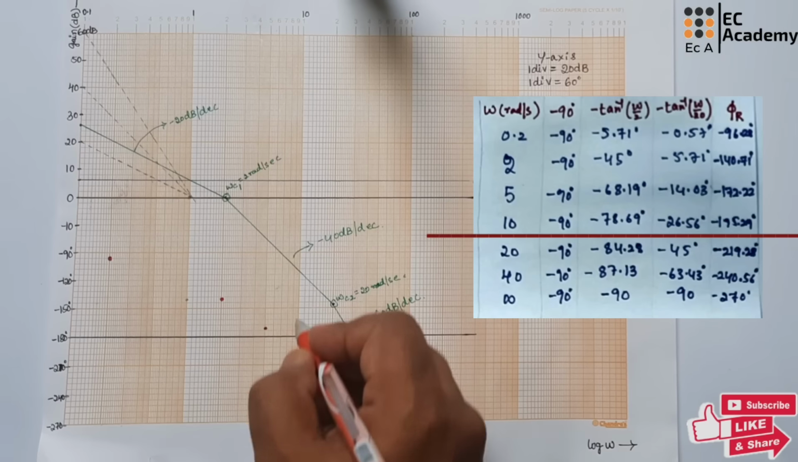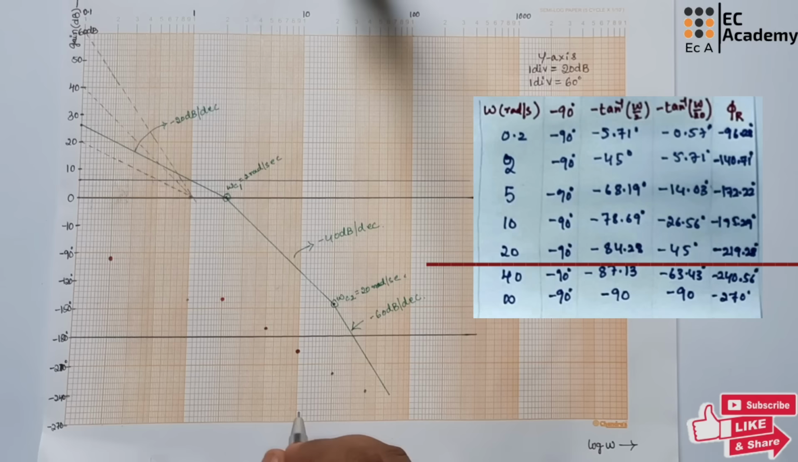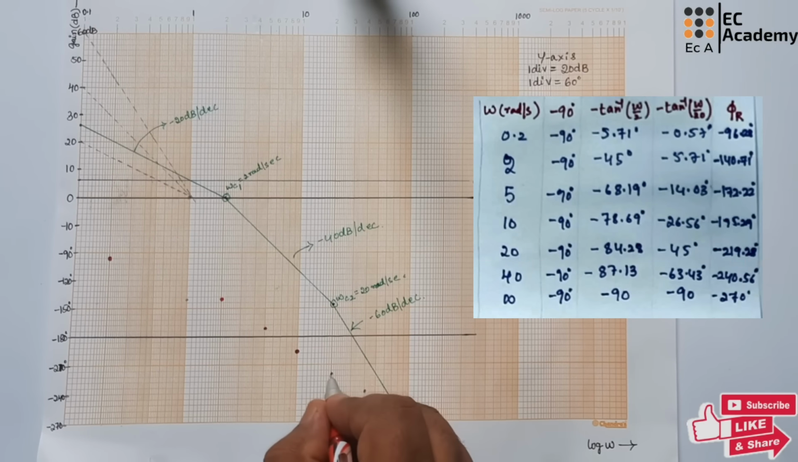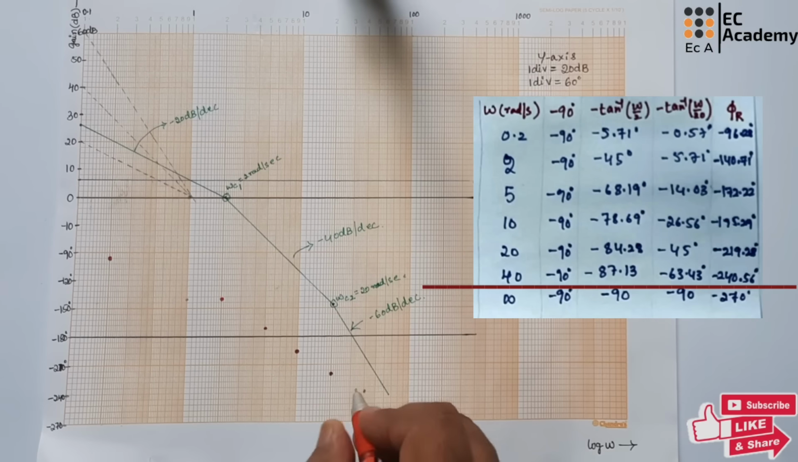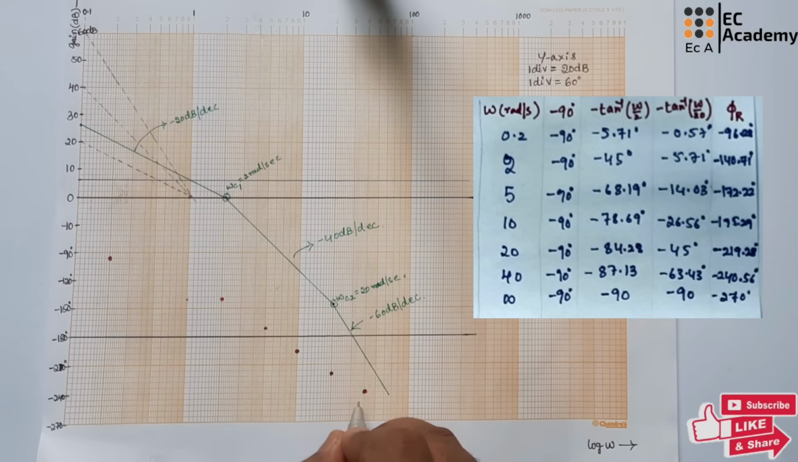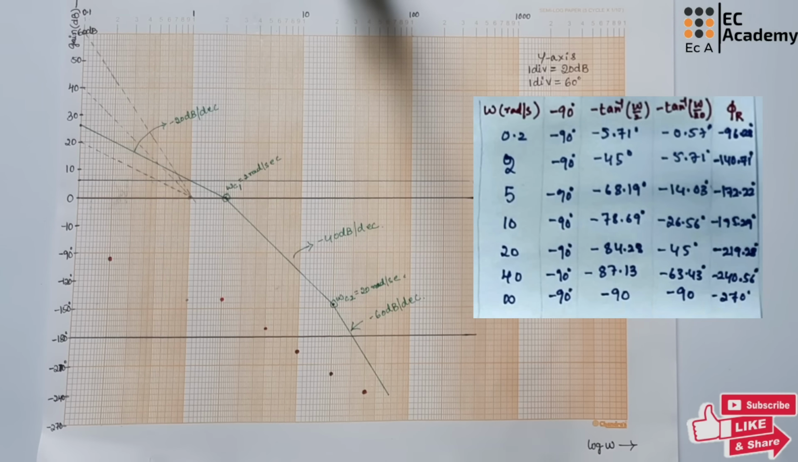For 10 radians per second, we will be having the angle at minus 195, and for 20 radians per second, we will be having the angle at minus 219, and for 40 radians per second, we have angle at minus 240. So at infinity, we had minus 270 degrees.